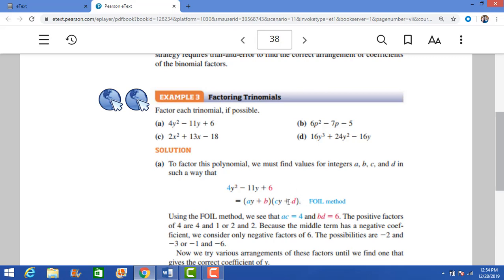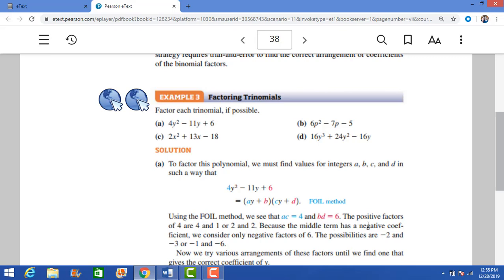Now if we FOIL this out, we know that a times c must be equal to 4 and b times d must be equal to 6. The positive factors of 4 are 4 and 1, or 2 and 2. Those are the only positive factors we can get. So we know that the beginning terms a and c must be one of these factors. We don't know which one though. We're going to figure it out.